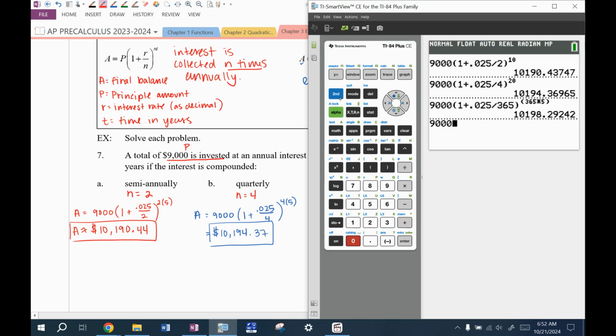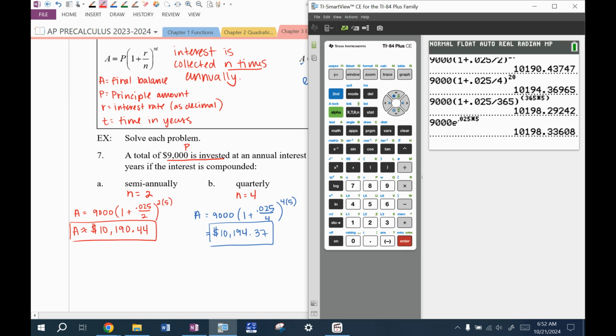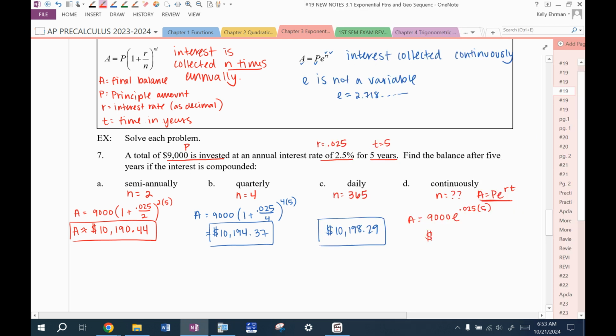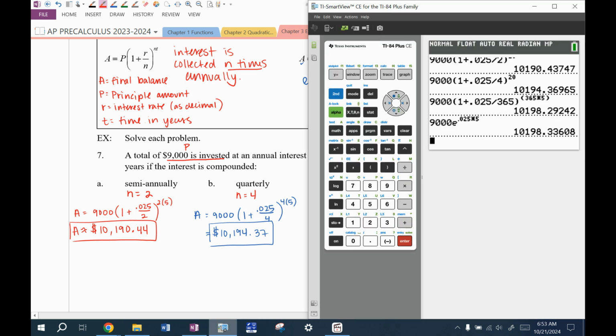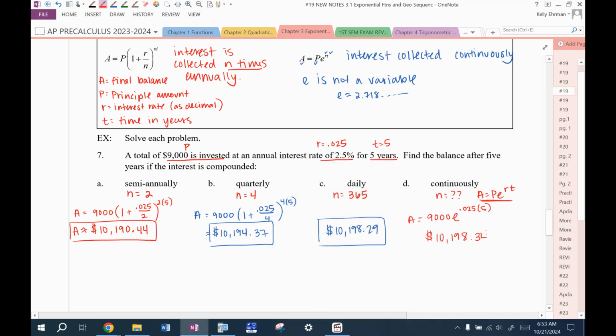There are some interesting proofs, by the way. You can find them on YouTube, I'm sure, of where these formulas come from. So if you're curious about that, feel free to investigate it. This should be slightly higher, but very close to the daily value. So it's just a few cents more. So 10,198 point, was it 33? No, 0.34. Make sure that you're rounding correctly. You don't want to lose silly points on the AP test just because of rounding.